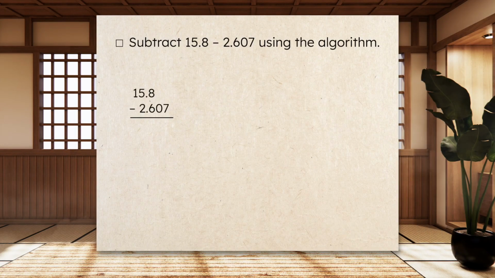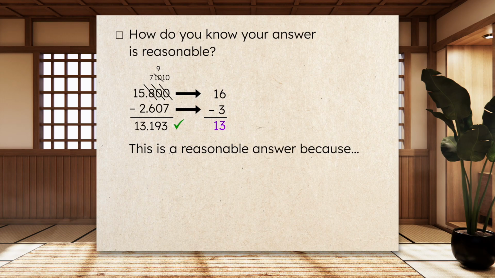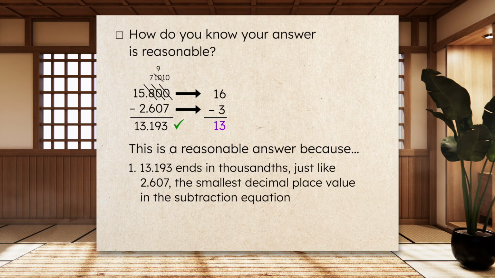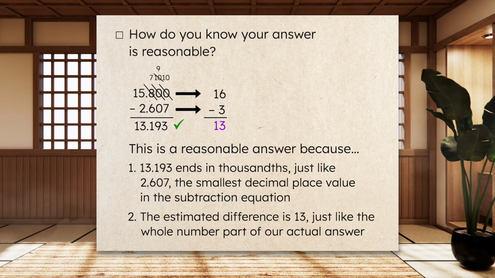After stacking the numbers and lining up the digits, we add 2 placeholder zeros to the minuend, or the number we subtract from. Next, we regroup and subtract down each place value to get 13 and 193 thousandths. We know this is a reasonable answer because it ends in thousandths, just like the smallest decimal place value in our equation. And the estimated difference is 13, just like the whole number part of our actual answer.